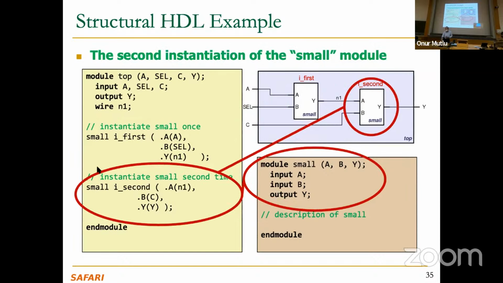Okay, and the second one is also similar. Now you can see that the A input is tied to N1, which is here. B input is tied to C, which is the input from the higher level module, top level module. And then Y output is tied to Y output over here. Okay, so hopefully this is simple, right?